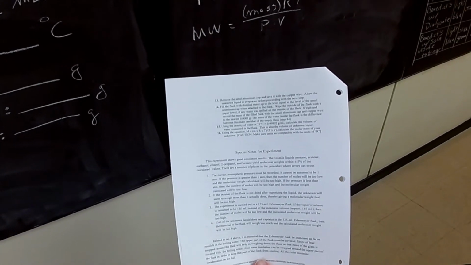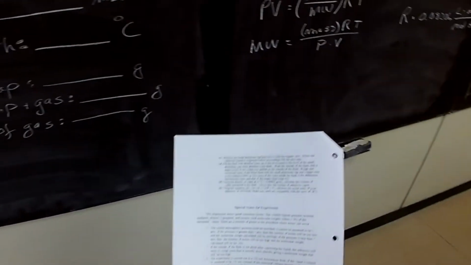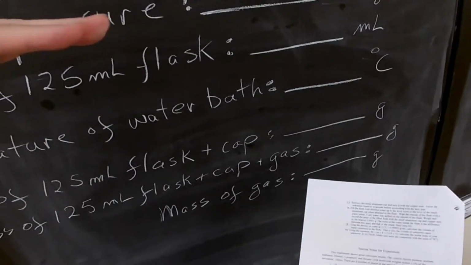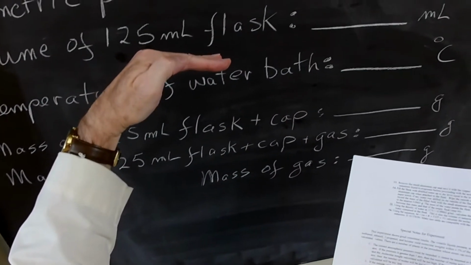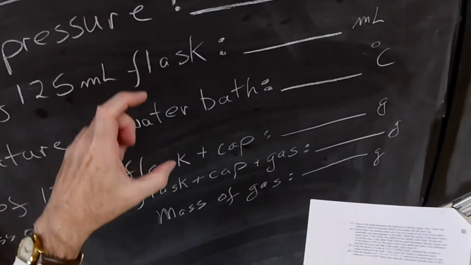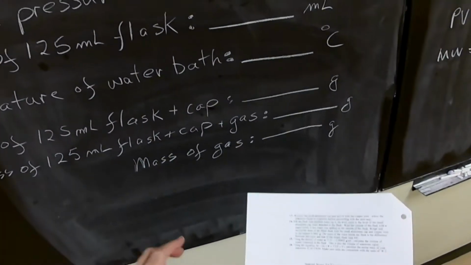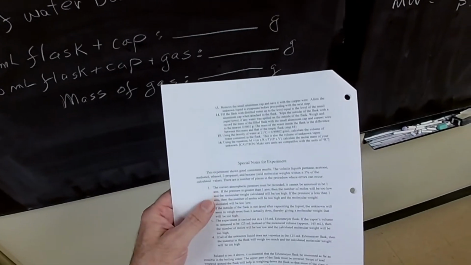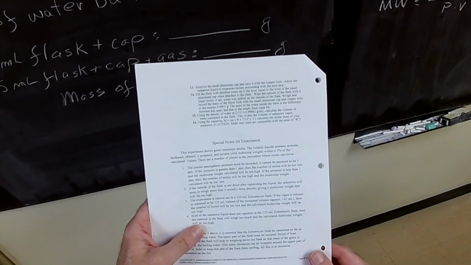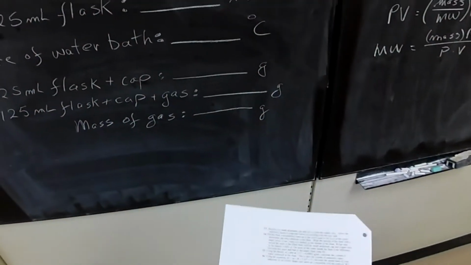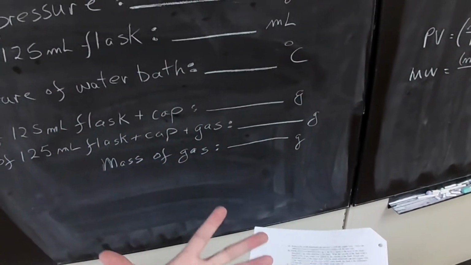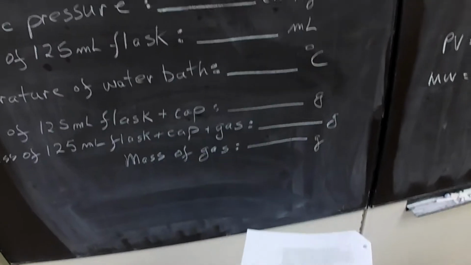The volume of the Erlenmeyer flask is nominally 125 milliliters, but that's up to a mark on the flask. We're going to fill it up all the way to the top because that space is the space that's occupied by the gas. And then you have to be sure that the liquid is completely vaporized. You only want gas inside the flask before you take it out of the water bath. All right, so let's do this.